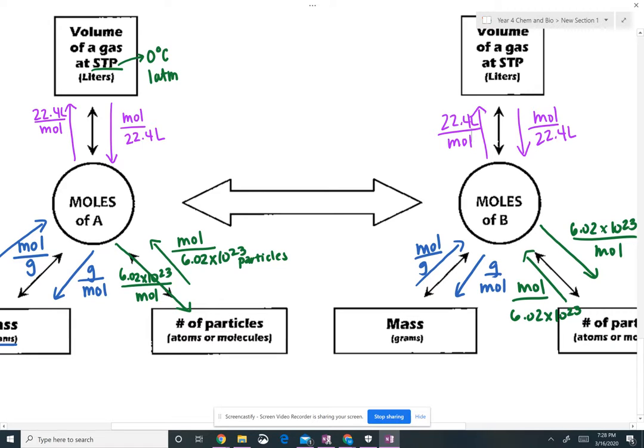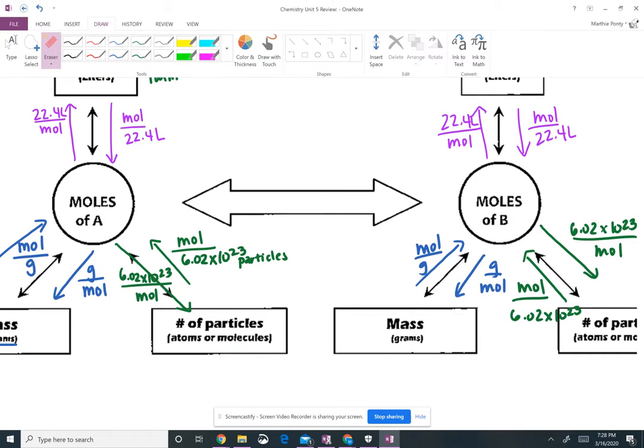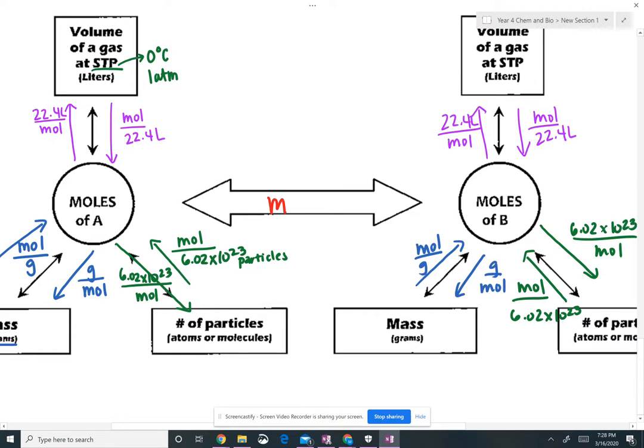The thing that connects one type of mole to another type of mole is going to be the mole ratio. So this big old arrow right in here stands for the mole ratio. And this is a step that I see a lot of students skipping currently, which is why I want to address this.